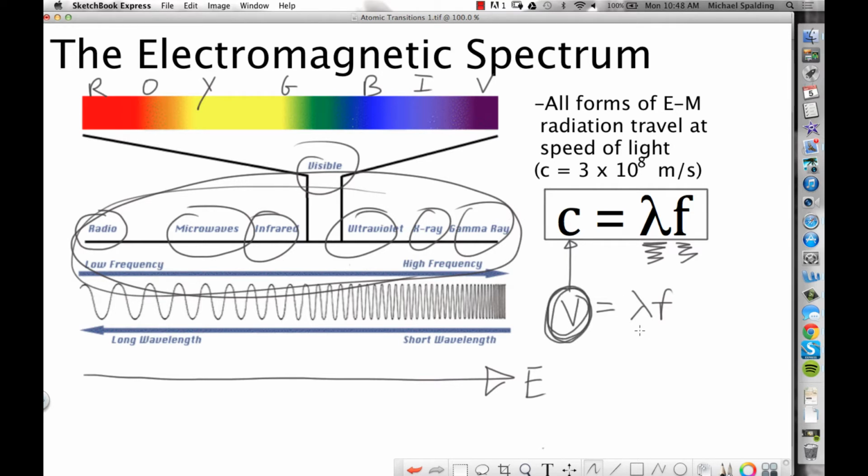So what's the relationship between wavelength and frequency? Well, if your wavelength is big, then your frequency would have to be small. And then vice versa, if your frequency is big, your wavelength is small. See, and that's what they're showing you here. See, wavelength increases to the left, frequency increases to the right. All right.